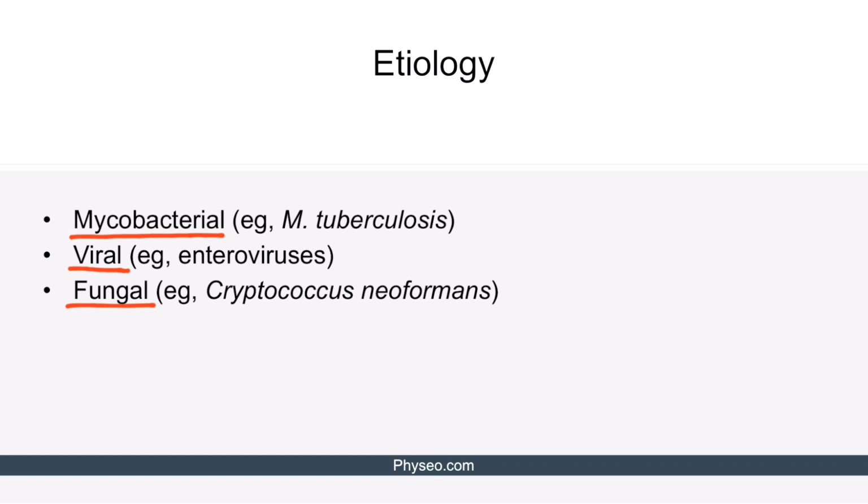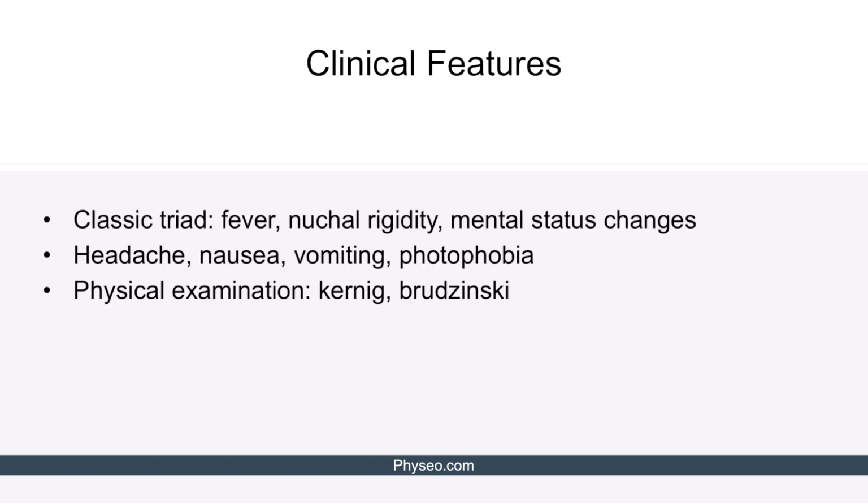So now let's move on to the clinical features. The classic triad of meningitis is fever, nuchal rigidity, and mental status changes. However, there are also some other common symptoms, such as headache, nausea, vomiting, and photophobia. On physical exam, you should be able to elicit a Kernig or Brudzinski sign.